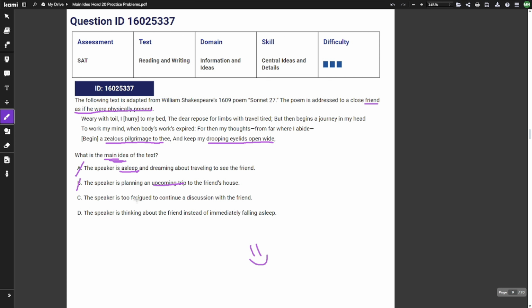C, he's too fatigued to continue a discussion with the friend. Well, his friend isn't even there. He's not actually even there. So how could he even be talking to him in the first place? You know what I'm saying? So, C is not our answer. And then D, he's thinking about the friend instead of immediately falling asleep. That's exactly what this very last part says. So our answer will be D.